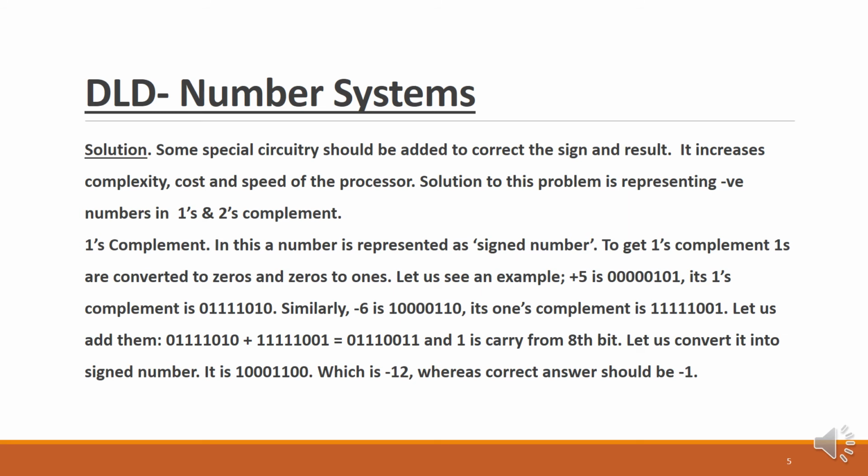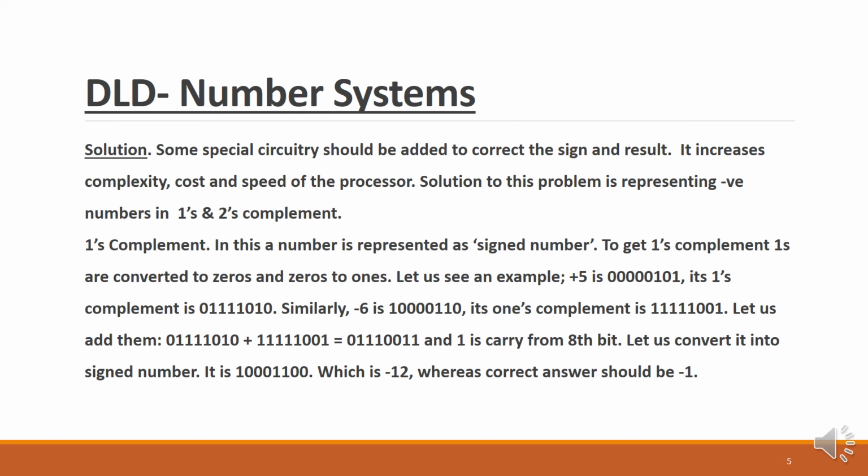So the solution is that we represent negative numbers in ones and twos complement. What is the one's complement and two's complement? One's complement is that the number is represented as a signed number. To get one's complement, all ones are converted to zeros and zeros are converted to ones.